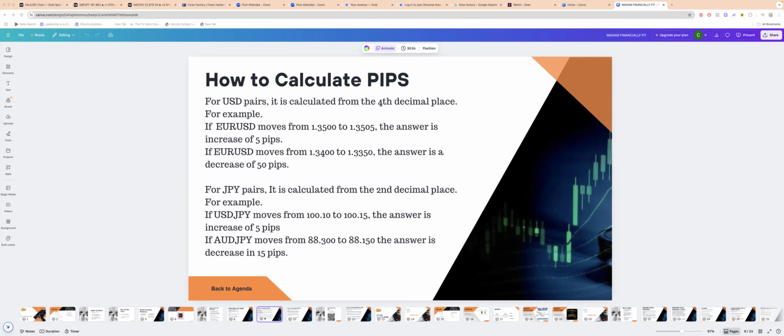If you calculate 5 minus 0, what's your answer? Five. Good. In that case, you say the market has moved 5 pips in your favor. Now in the case where you sold, let's say it went against you. You sold at 1.3500 and the market got to 1.3505. How many pips did you lose like that? Let me see the smart ones.